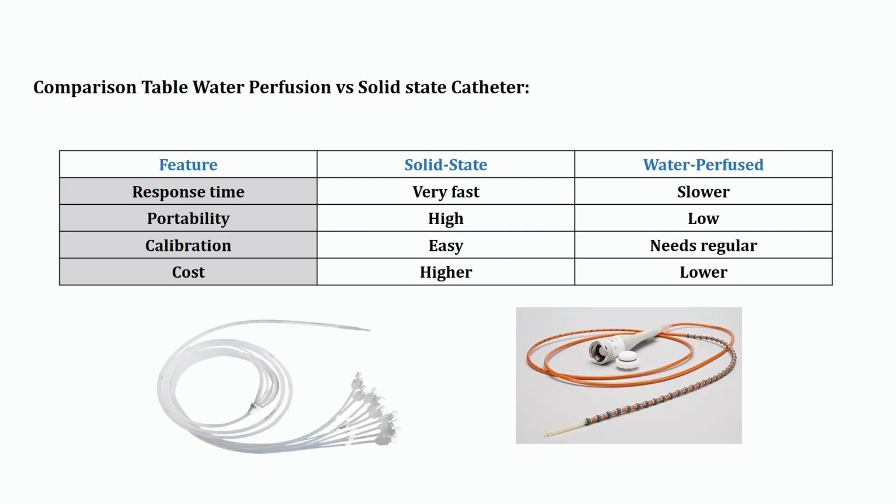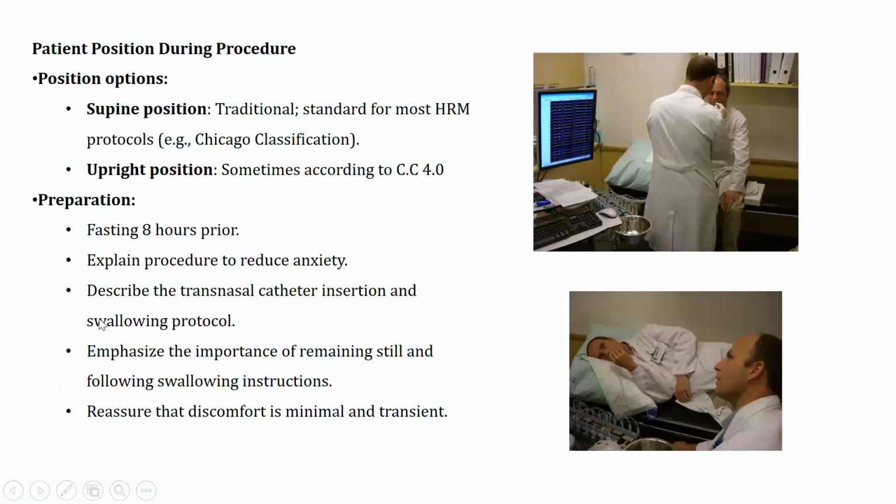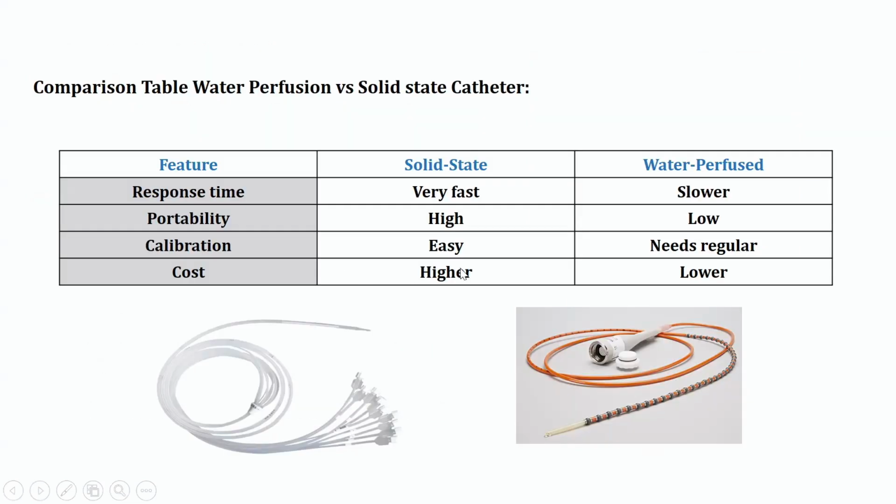We can say that in the USA, most of the systems are solid state. In Europe, about 70% are solid state. In the Middle East, it's about 50-50. So it depends on the schools of using manometry. So we have solid state and we have water perfusion catheters.